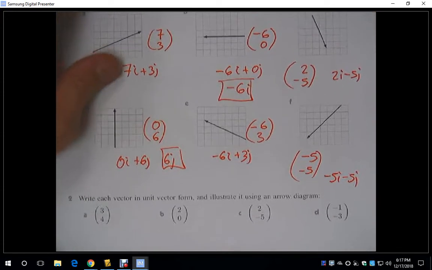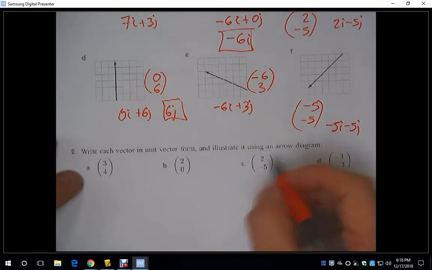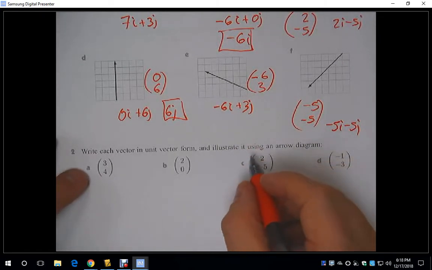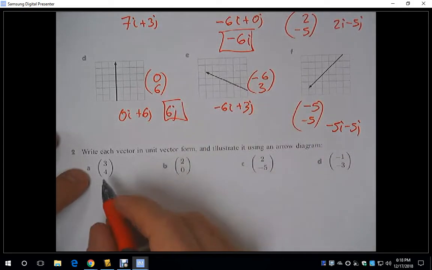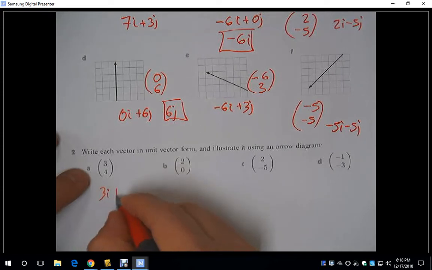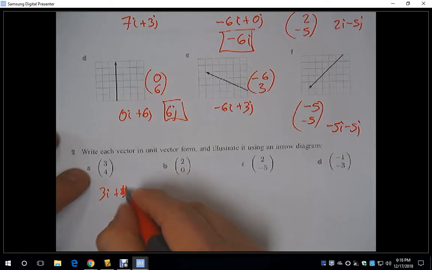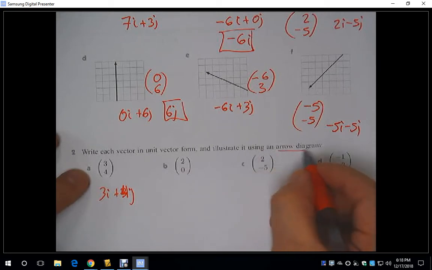Write each vector in unit vector form and illustrate it. I don't think that I really need to do this. I think that the last problem was pretty self-explanatory, but if we want to write this component form 3, 4 in unit vector form, it would just be 3i plus 4j. And then they want us to illustrate using an arrow diagram.